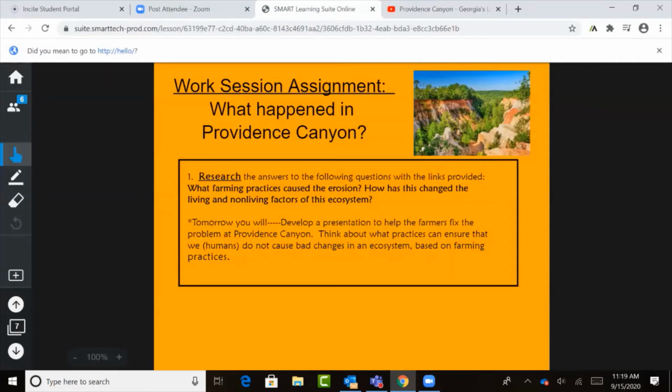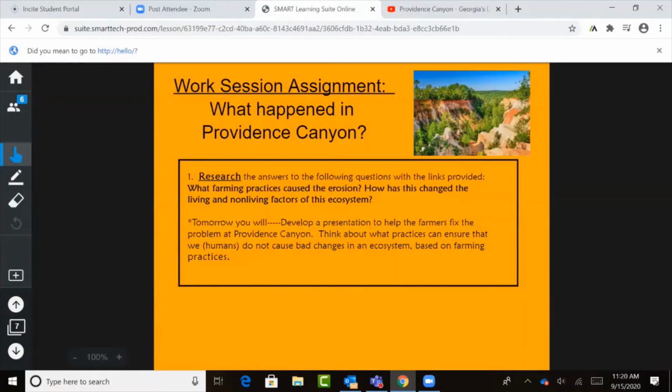So you're going to research the following questions, and I'm going to give you links to do that. But what farming practices caused the erosion in the canyon? And how has that changed the living and non-living factors of the ecosystem? We know that humans can cause changes in an ecosystem, but now we're going to talk specifically about farming practices and how that causes erosion and how it changes the living and non-living components or factors of the ecosystem.